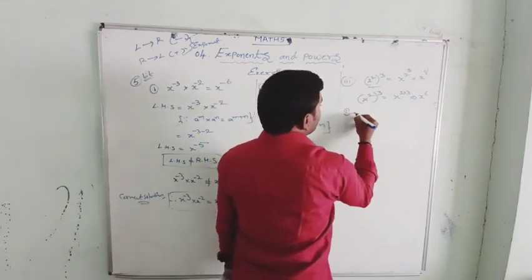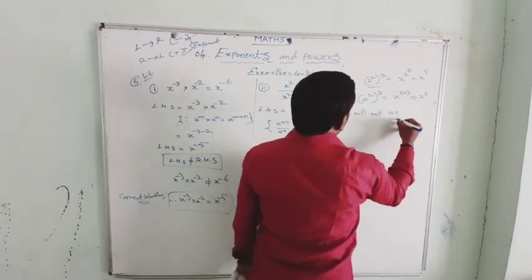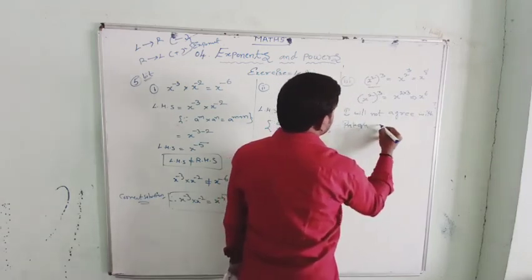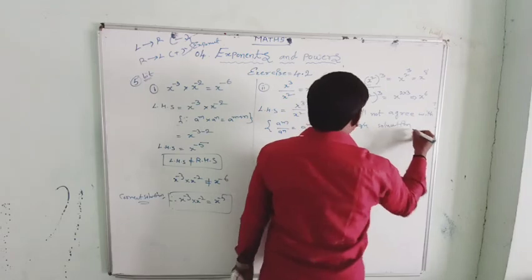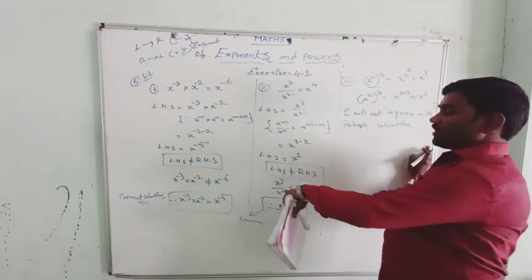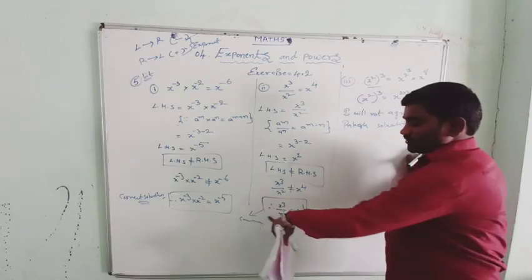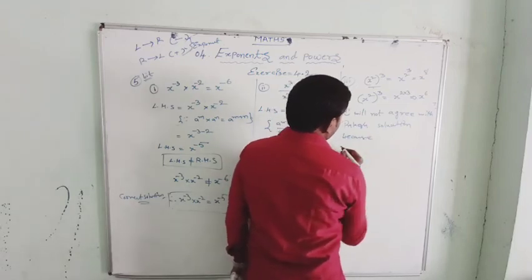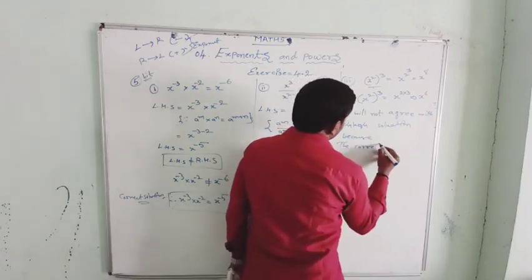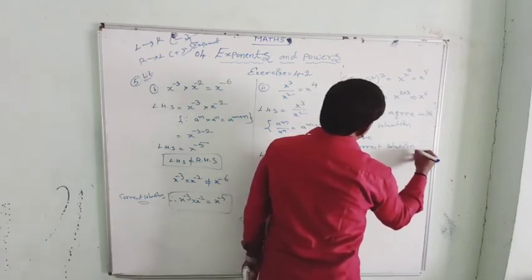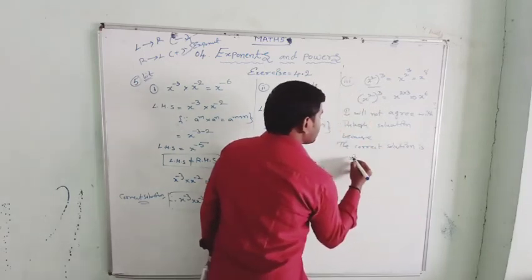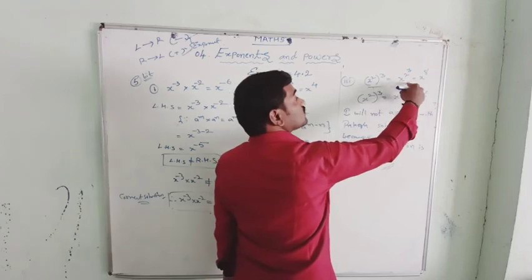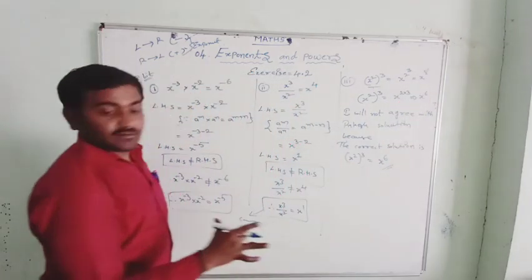So I will not agree with Rakesh's solution. We have to write the condition here also, the same thing. I will not agree with Rakesh's solution, because the correct solution is (x^2)^3 equal to x to the power of 6. It is not equal to x to the power of 8. So it will be like this.